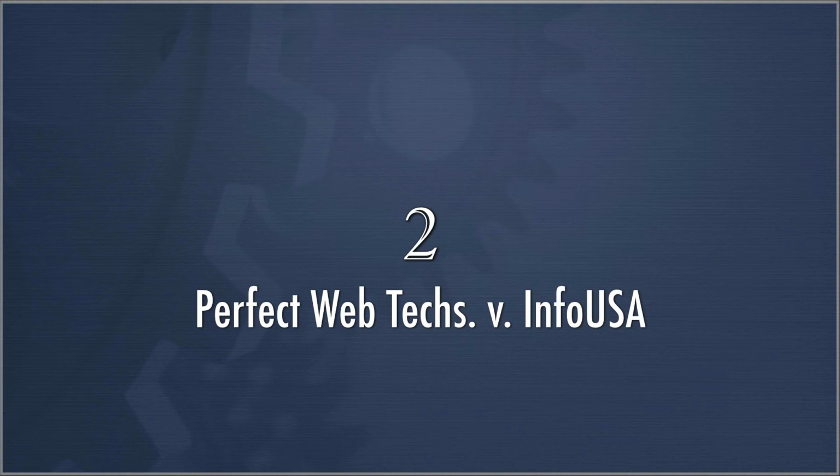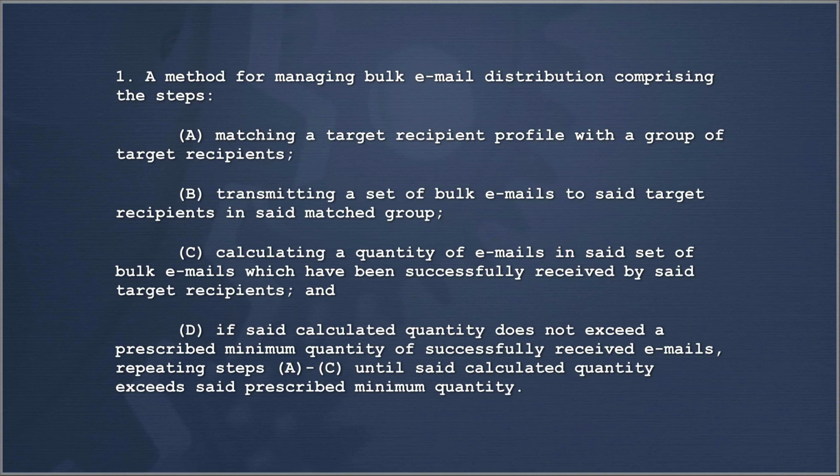So the Perfect Web Tech case versus Info USA is an important case where the Federal Circuit is trying to deal with the new standards set forth by the Supreme Court in KSR and figure out how to make this work, and sort of try to follow the spirit of KSR without, as you see, necessarily knowing exactly what the analytic framework is really supposed to be.